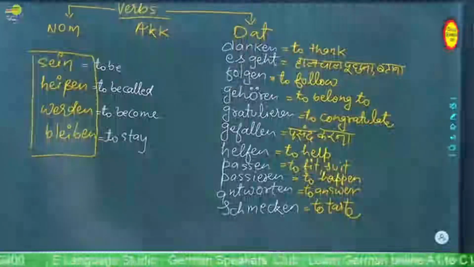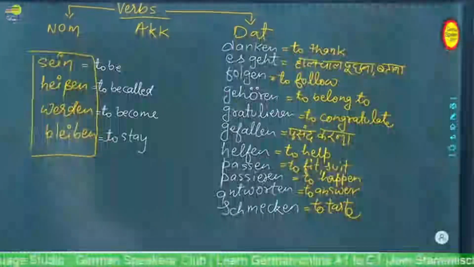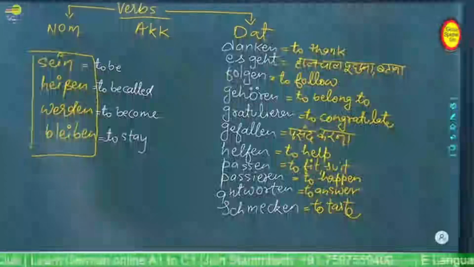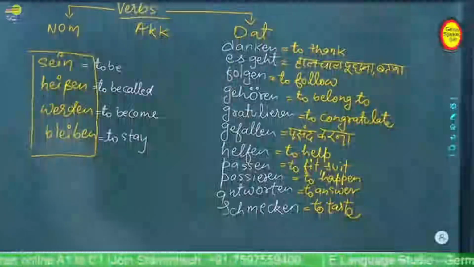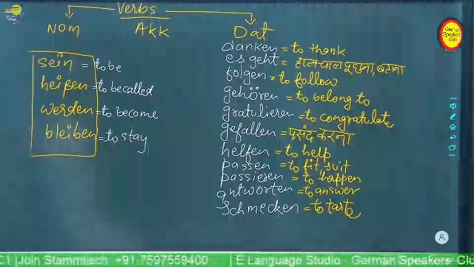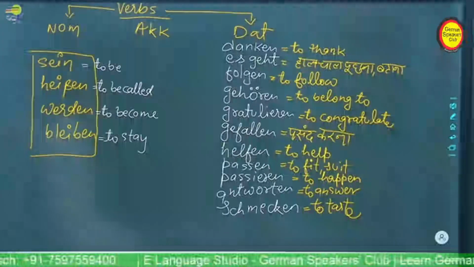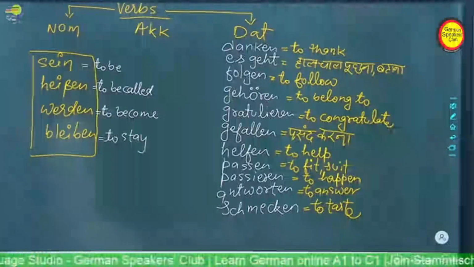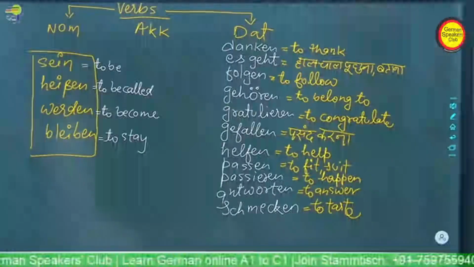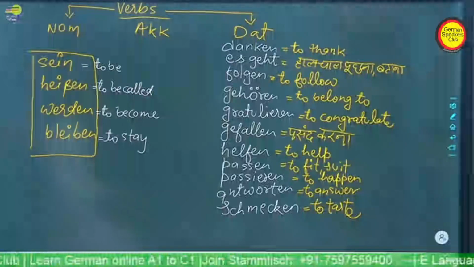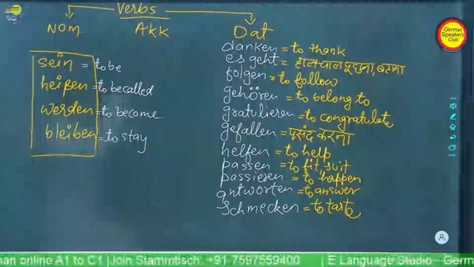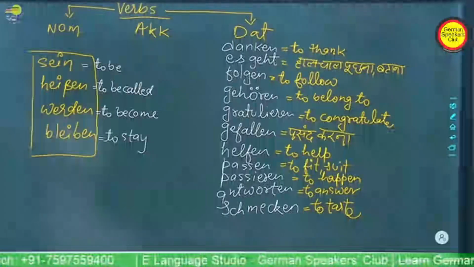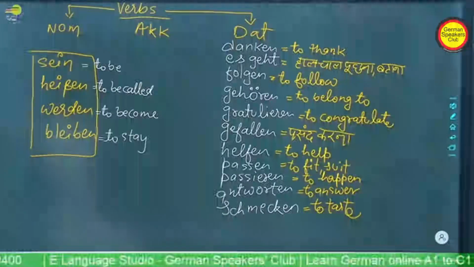Danken, es geht, folgen, gehören, gratulieren, gefallen, helfen, passen, passieren, antworten, schmecken. These are all dative verbs. And for nominative we have sein, heißen, werden, bleiben. These are all nominative verbs. And all the remaining verbs fall in the category of accusative verbs. Besuchen, accusative. Nehmen, accusative. Fragen, accusative. Bringen, accusative. Kaufen, इसमें नहीं दिख रही तो आप.